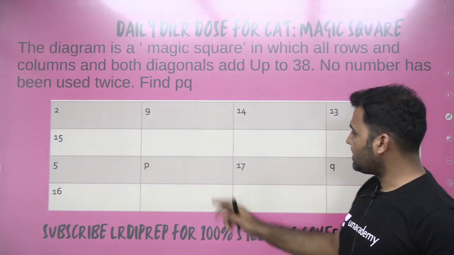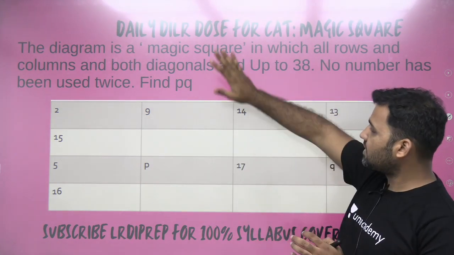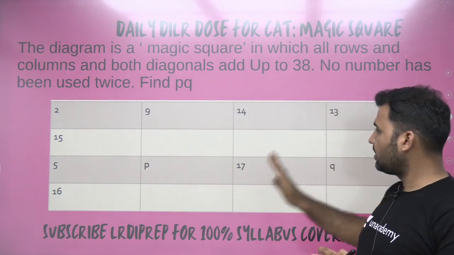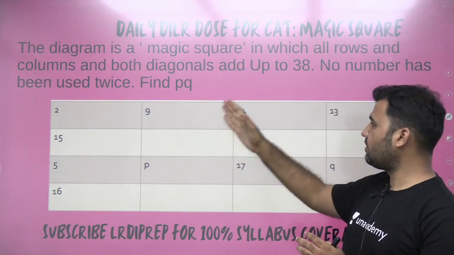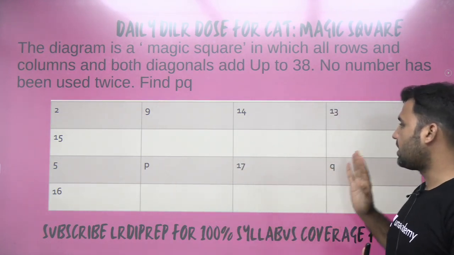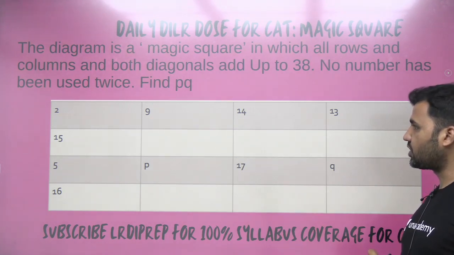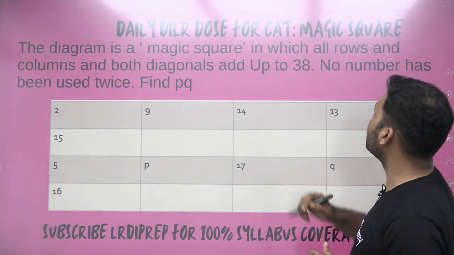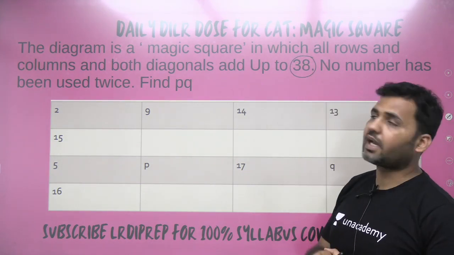So similarly, some of these values are missing. We do not know what these values are, and using the condition that the diagonal sum, row wise sum and the column wise sum should be equal to 38, what should be the value of P and Q? All right, so how should you be approaching it? The point here is that the total summation should be equal to 38. This is the point that you need to catch.